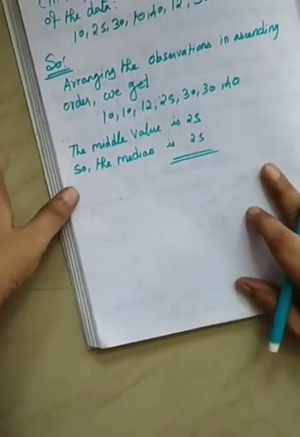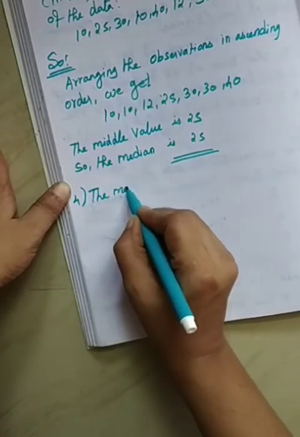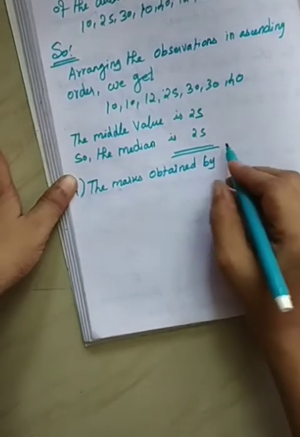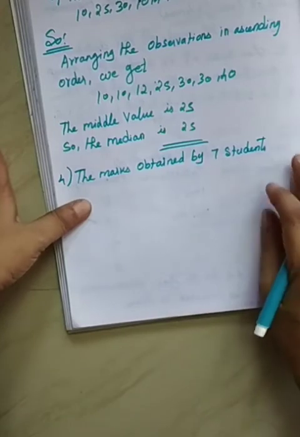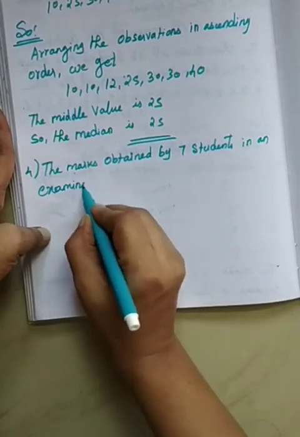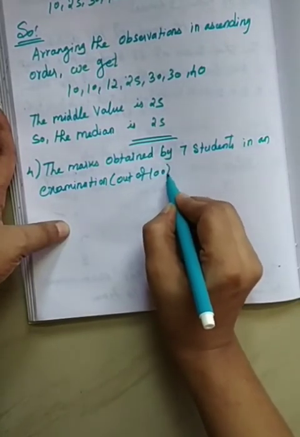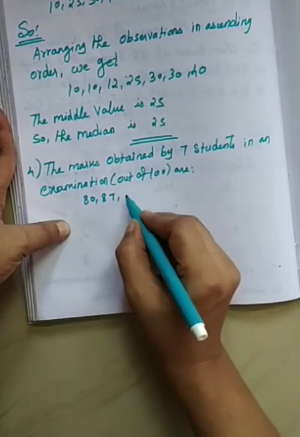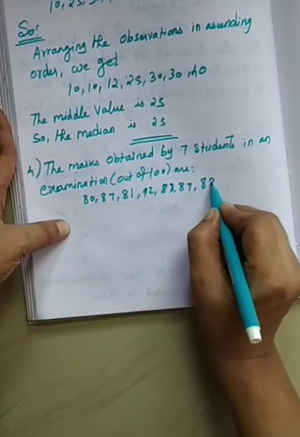Now, see the next problem. The marks obtained by seven students in an examination, out of 100, are, see the numbers, 80, 87, 81, 92, 87, again 87 and then 83.